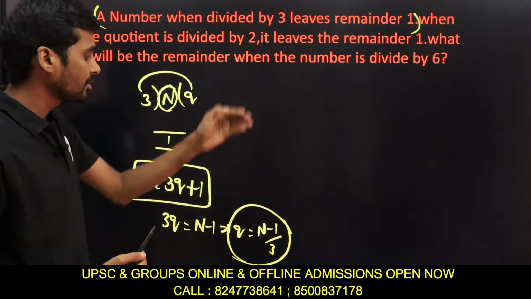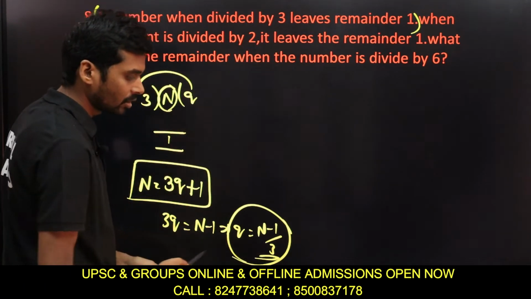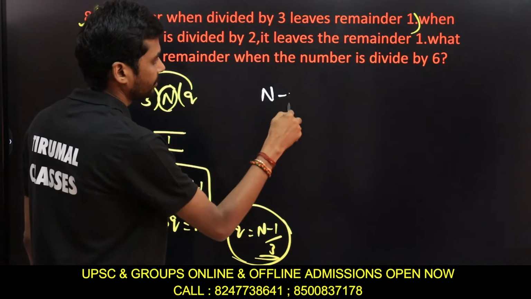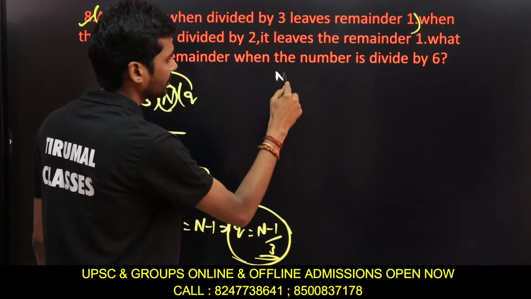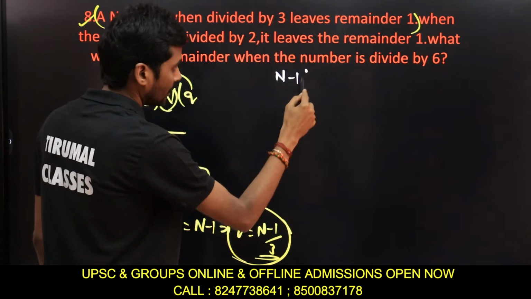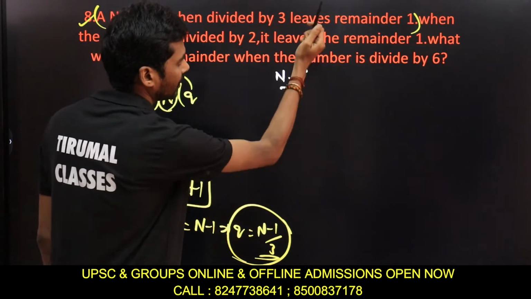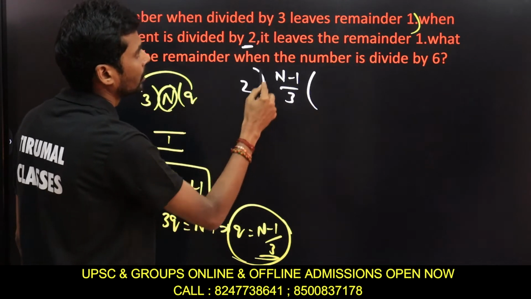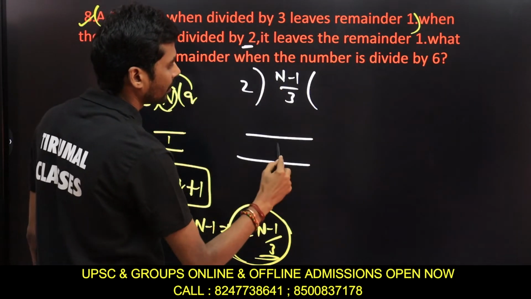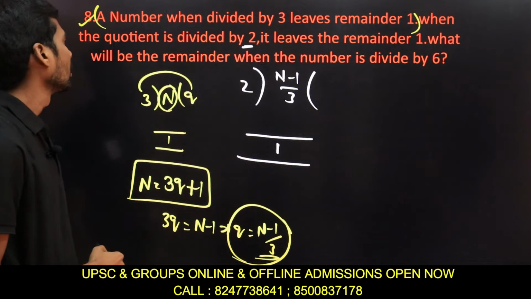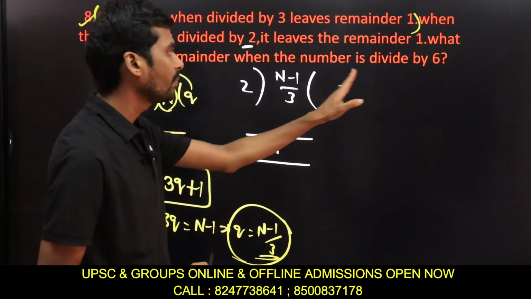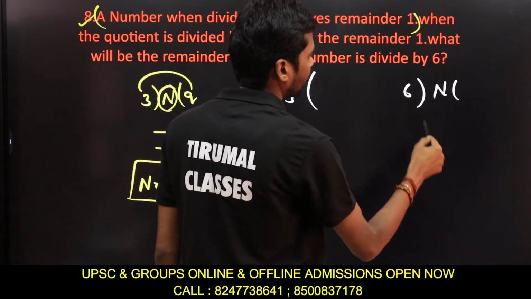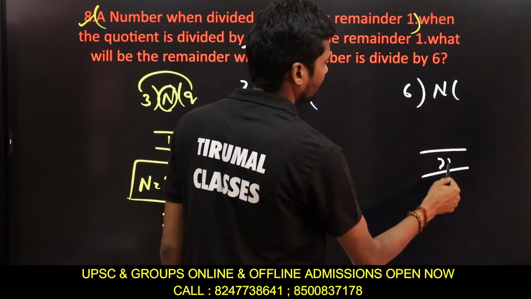Now the second statement is: when the quotient is divided by 2. What is the quotient we got? The quotient is (N - 1)/3. When this quotient is divided by 2, it leaves the remainder 1. Then what will be the remainder when the number is divided by 6? So this is the problem.